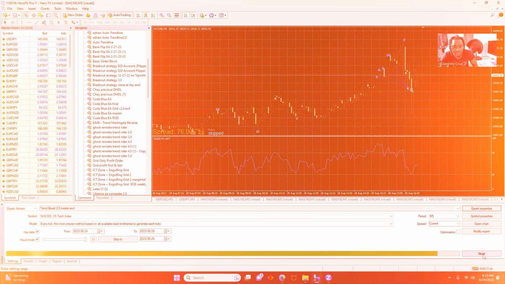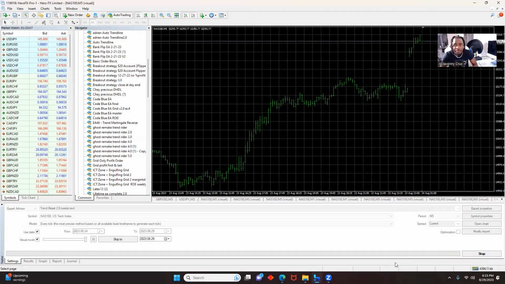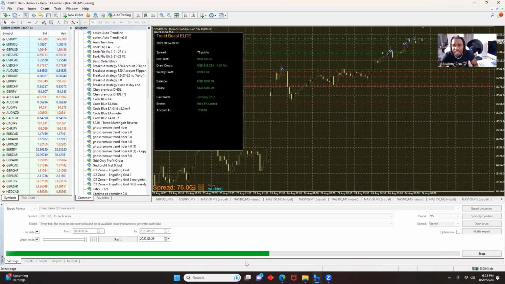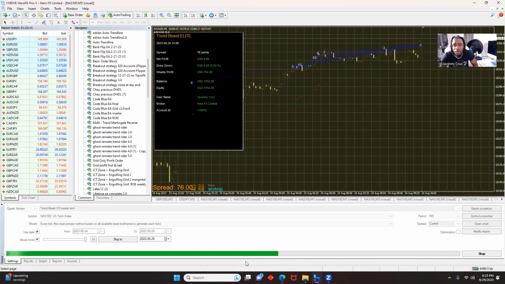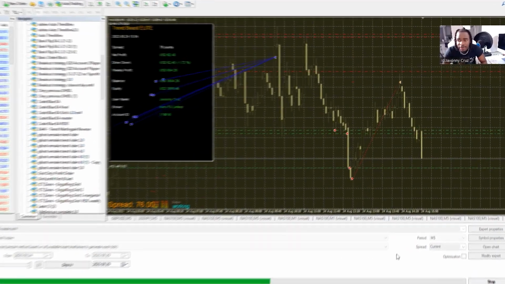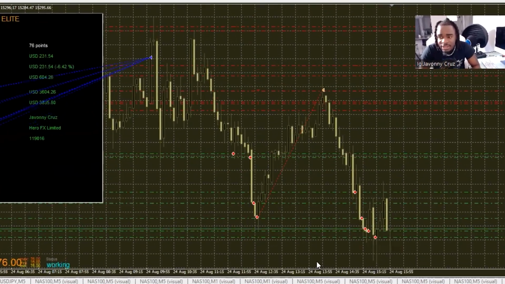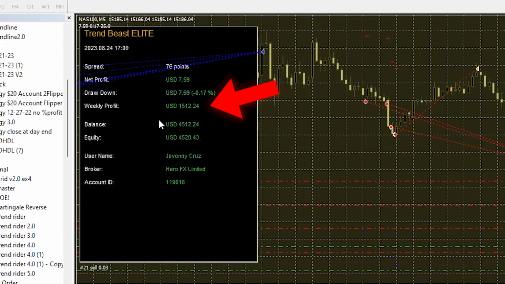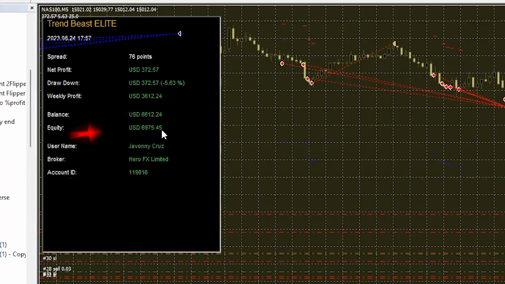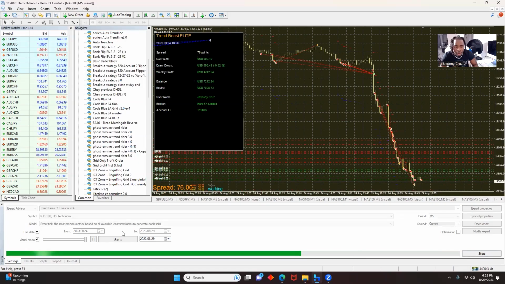So check it out, guys. We have this Trend Beast on the 5-minute time frame, and you guys can see we have our new display, and it is buying and taking new positions as the market goes the right way. And we've already made $754 in profit. Okay, right here it's selling. It hit a stop loss. It continued to sell. Okay, it's already made $1,500, and we started this account with $3,000, and it's already at floating $7,000. Now pause this real quick.